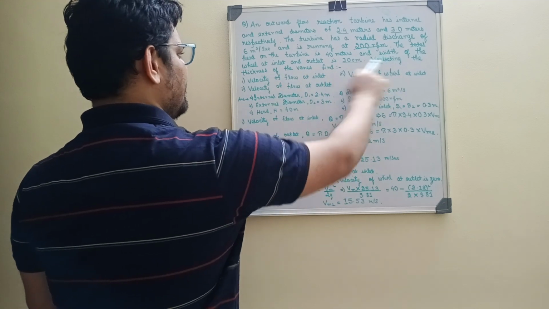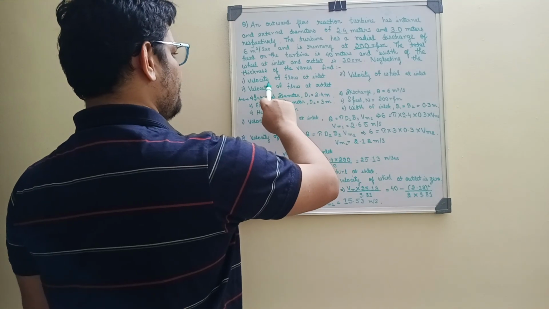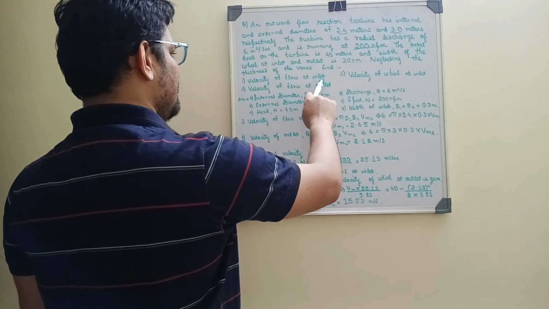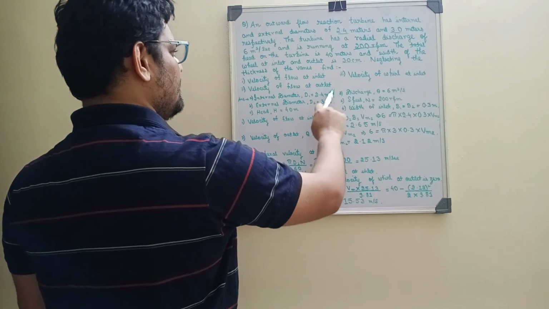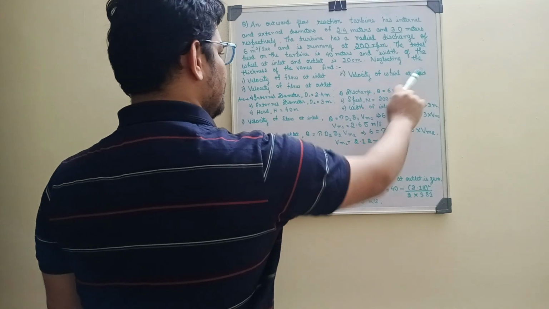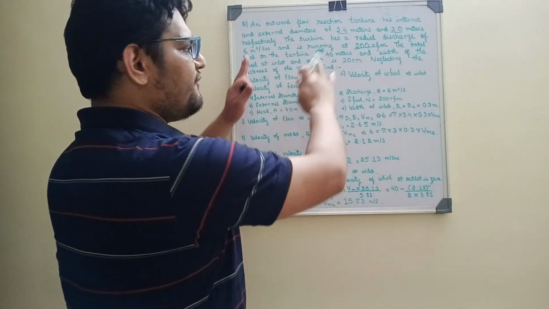Now we have to neglect the thickness of the vanes. We have to find the velocity of flow at inlet, the velocity of flow at outlet, and the velocity of wheel at inlet. So first of all we have to take the data.